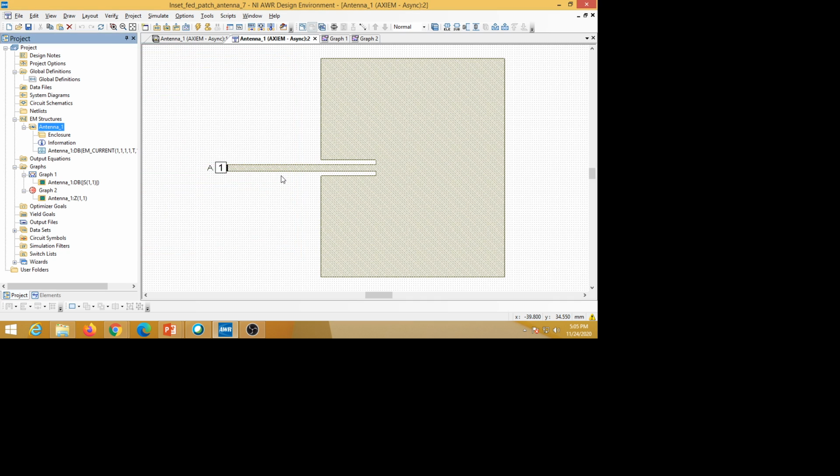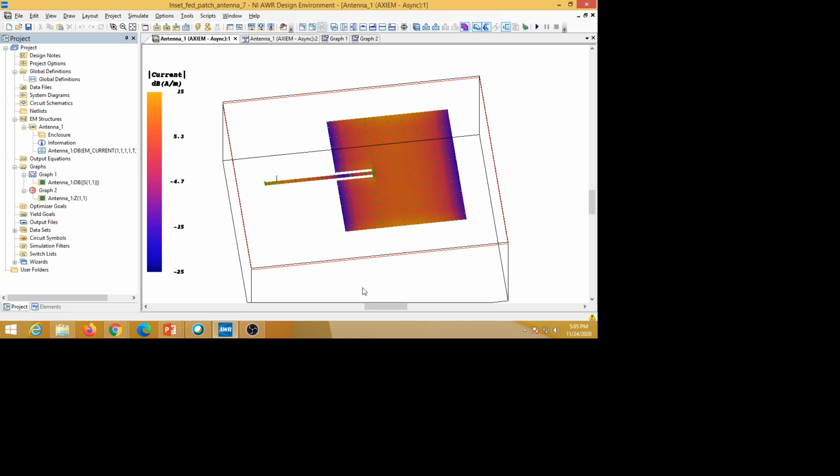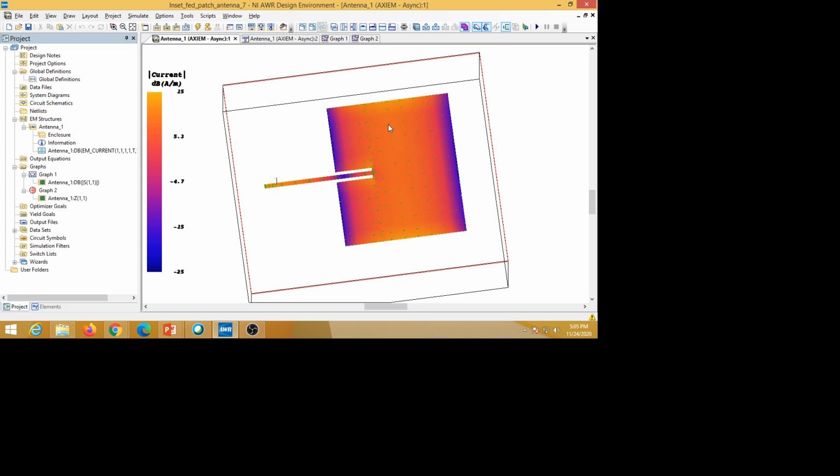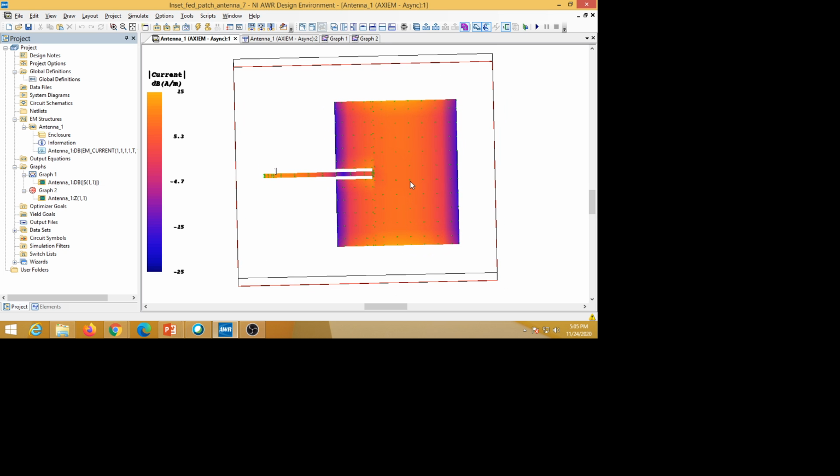Now, to see the current distribution, you should go to 3D plot. This is 2D, what we have; you should go to 3D. You will be observing this color. You can rotate this and see here. What we did is we plotted at 2.3 gigahertz, and you can see the current is maximum.